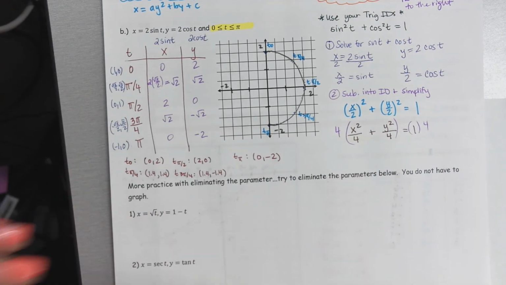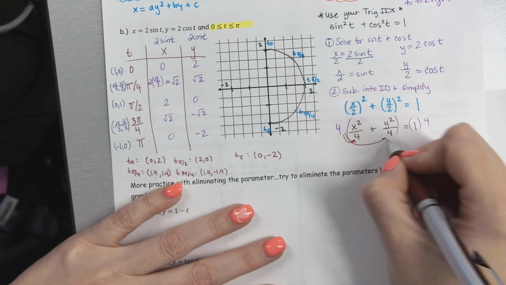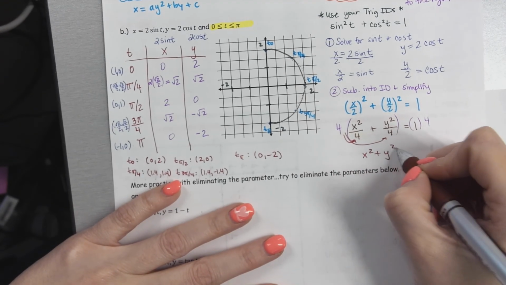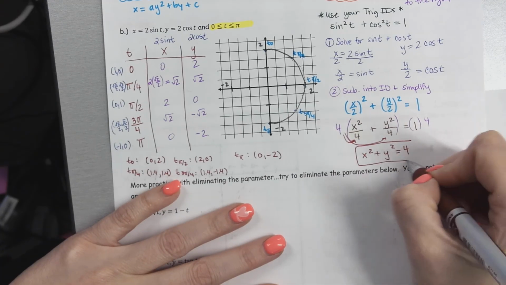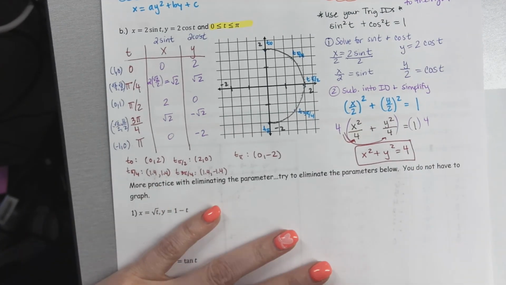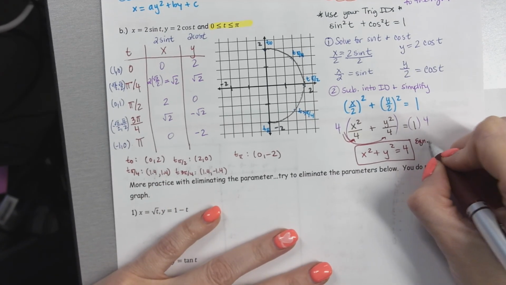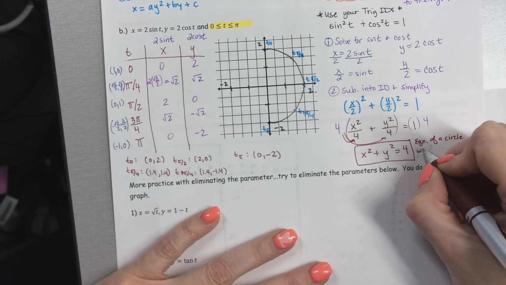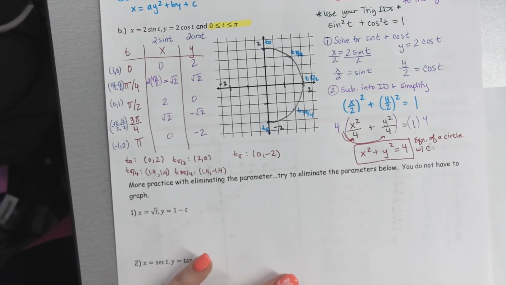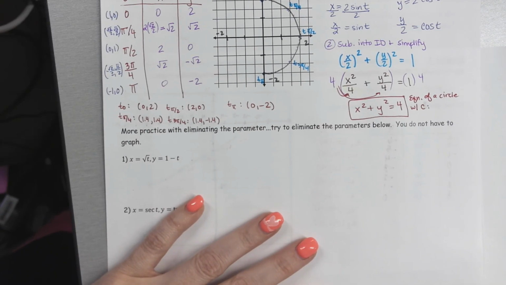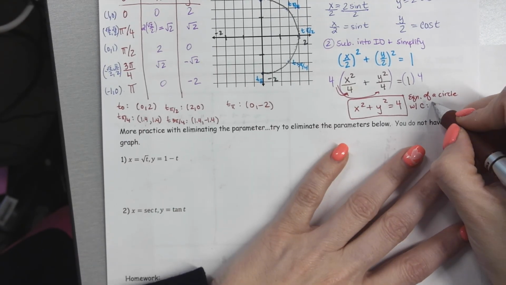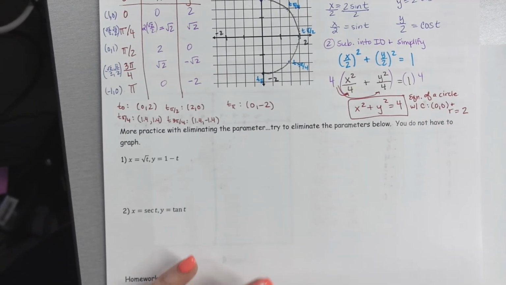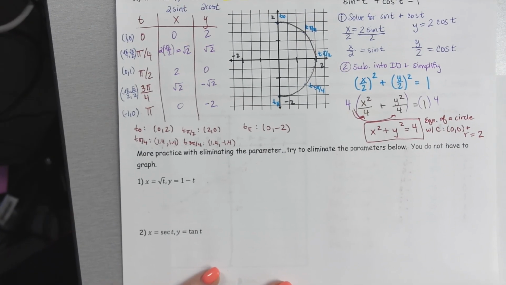So when you do that, you're going to distribute. Those will cancel. You'll have x squared plus y squared equals 4. So this is the equation of a circle where the center is (0, 0), and the radius is 2.